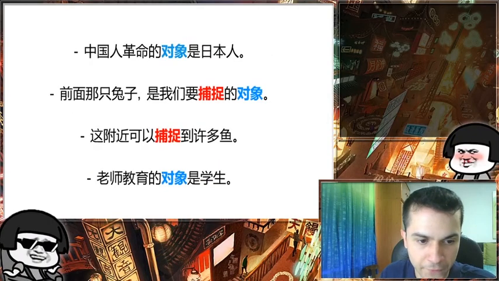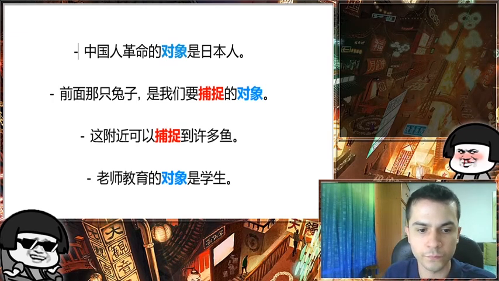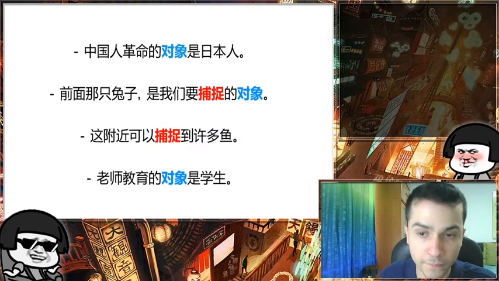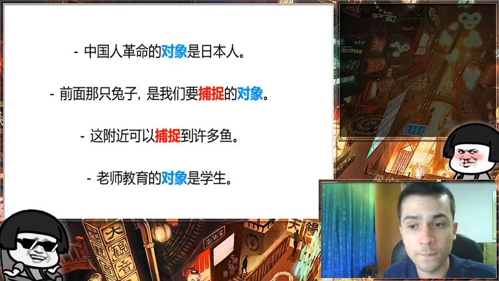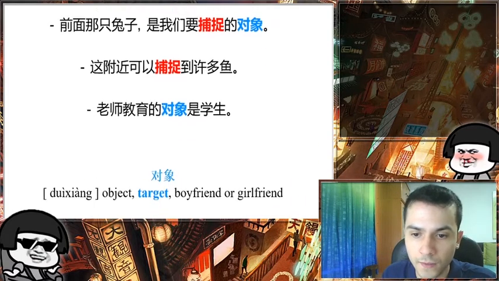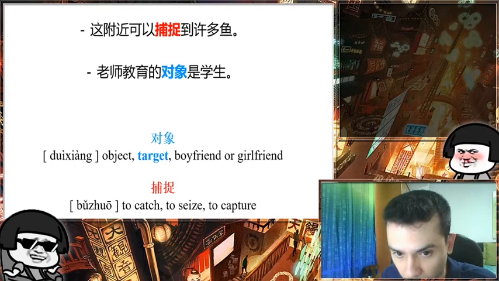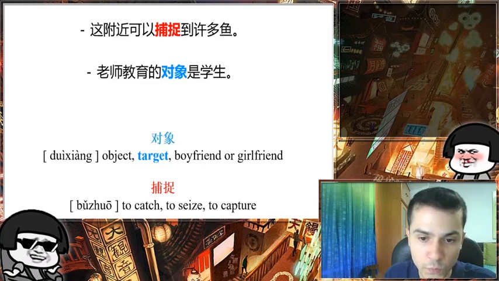Alright, so what do we have here? Let's take a look. Alright, so we have two new words. The first one being 对象 Okay, the one in blue, 对象 and the one in red, 捕捉 Alright, so 对象 means object or target, at least in the context we are going to be seeing it in. Okay, and the red one, 捕捉 means to catch or to capture.